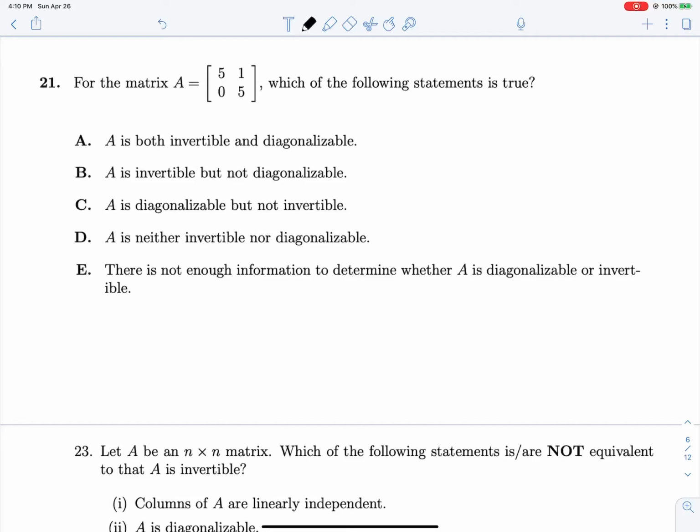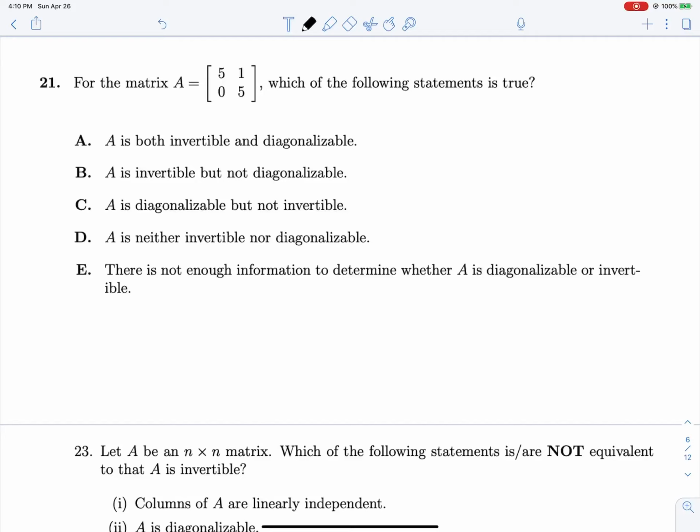Invertibility does not imply diagonalizability, and diagonalizability does not imply invertibility. They are completely unrelated to each other. Okay, now that we got that out of the way, let's try to figure this out. This matrix is obviously invertible because its determinant is 25. Let's see if it is diagonalizable, though.